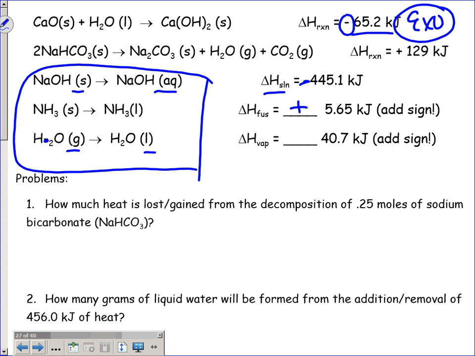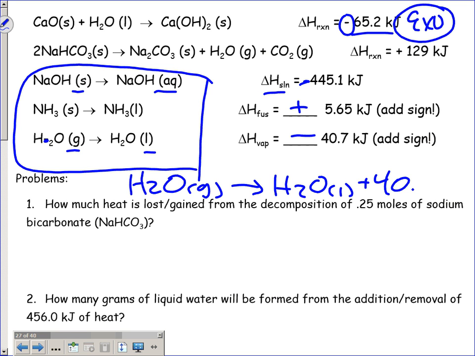Right, it has to release its pent-up energy from its gaseous phase, so it can calm down enough to be a liquid here. All right, so this is kind of like the overview of how an equation looks when you write your energy component. But like I said, you could also say, for example, water gas yields water liquid, and then say this amount of energy is produced with that process.